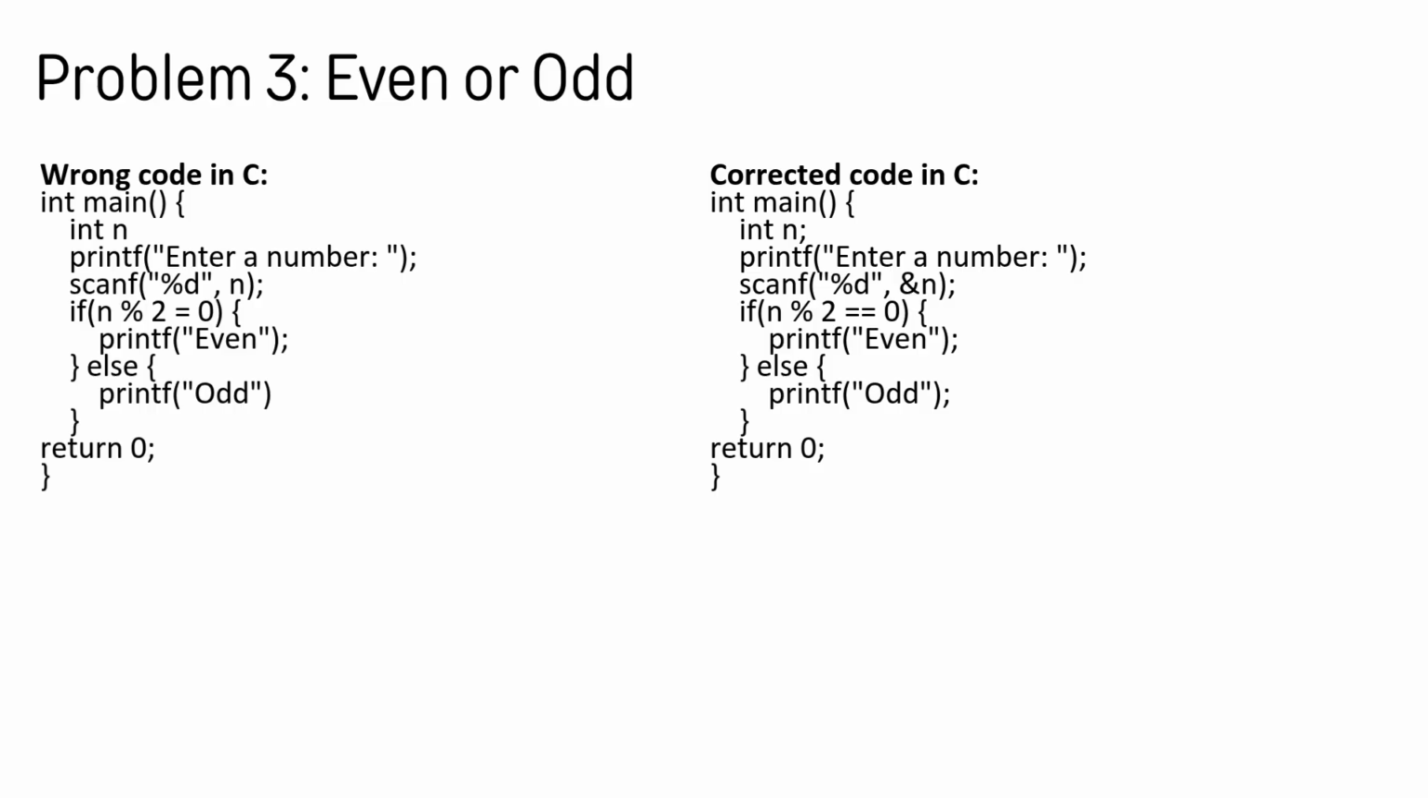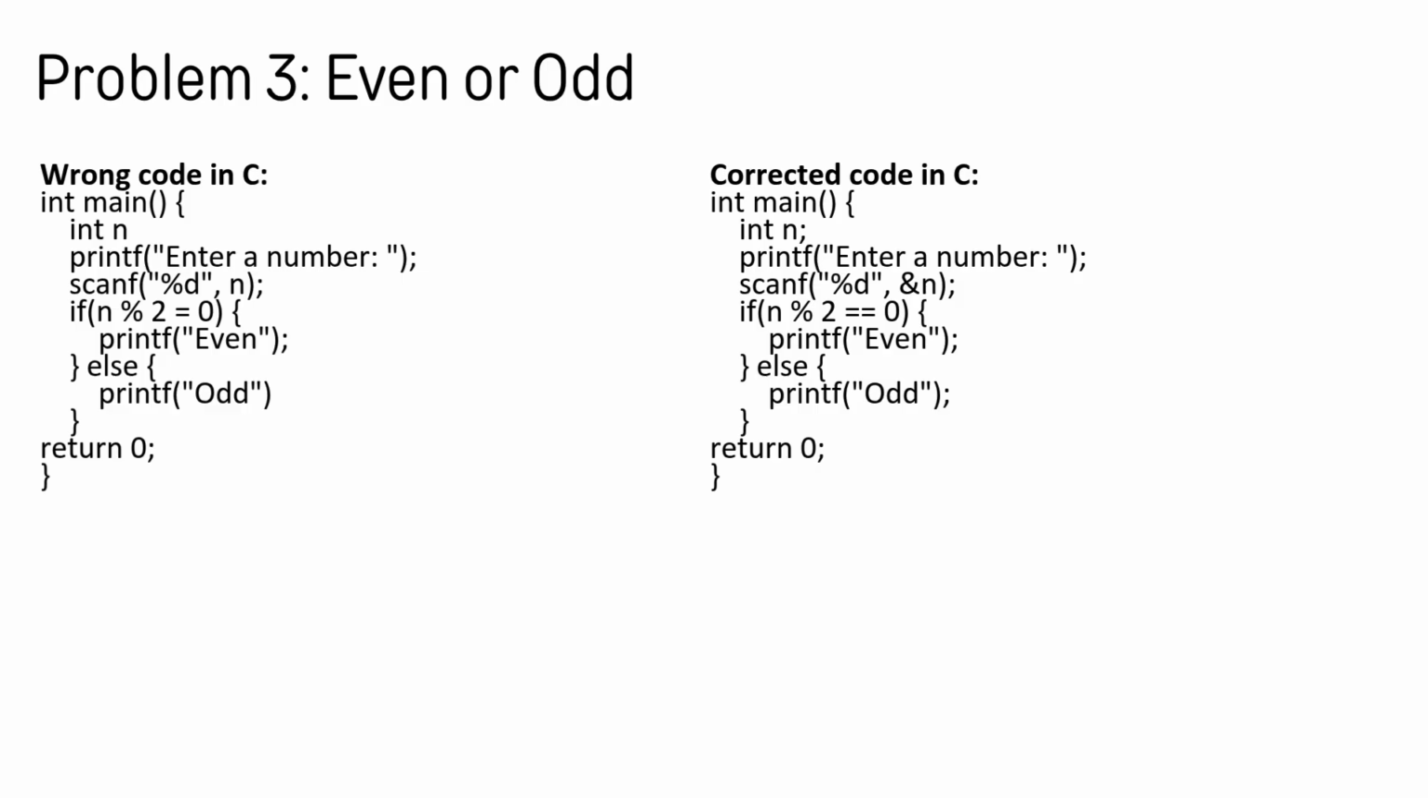That is, we are missing that semicolon here, so just correct it. After correction, it looks like an integer declaration with a semicolon. In the second line, there is no problem, but in this third line, in the scanf function, we see that there is no ampersand sign when we are taking n as input, so we should use it. After correction, we use the ampersand sign here.